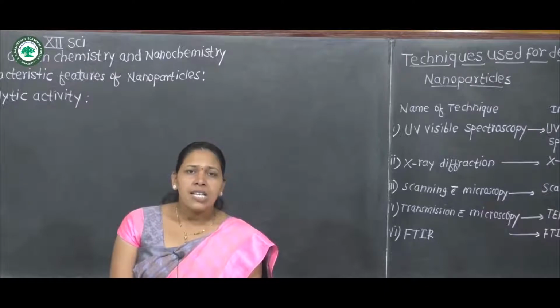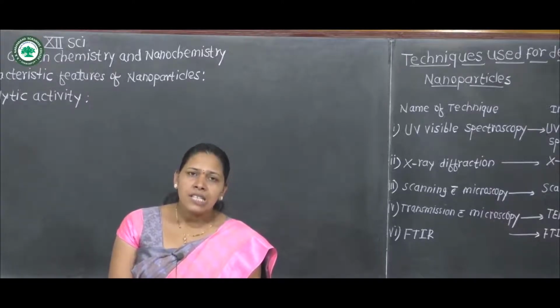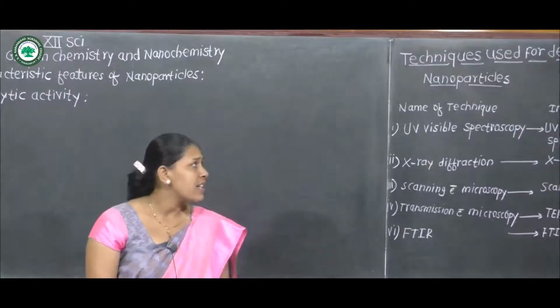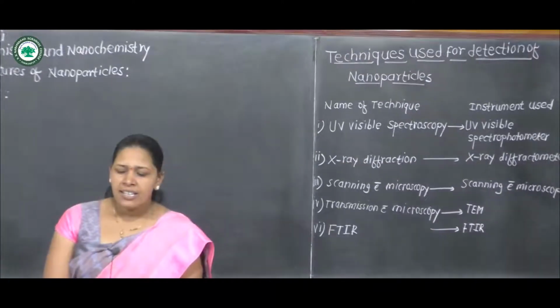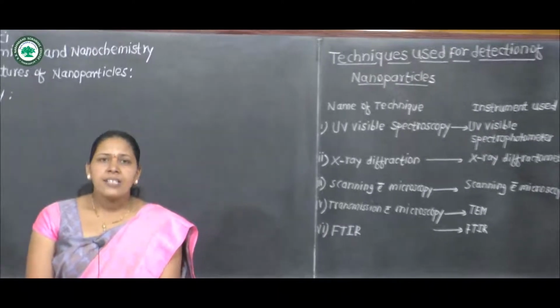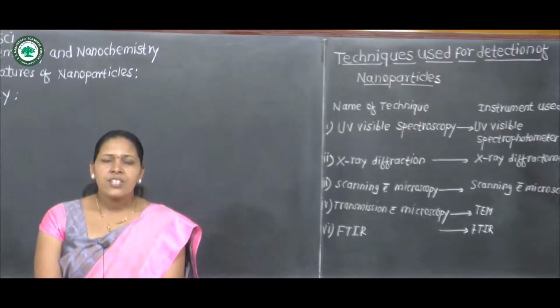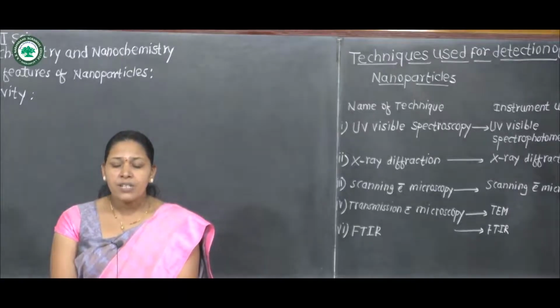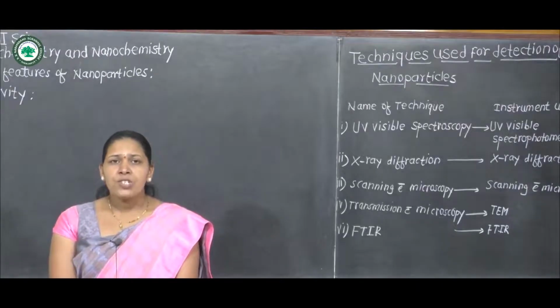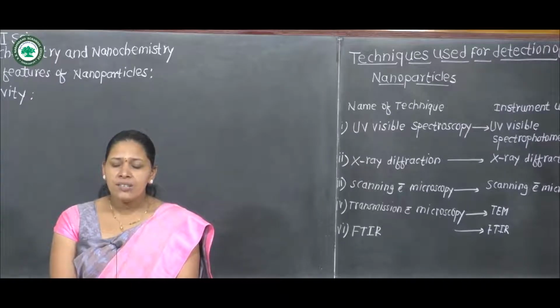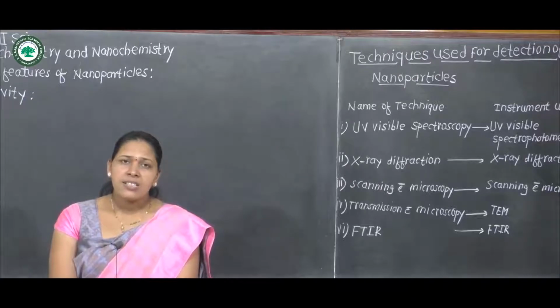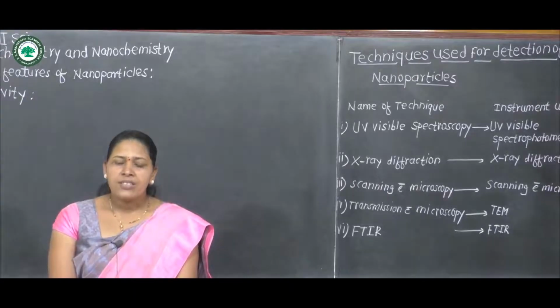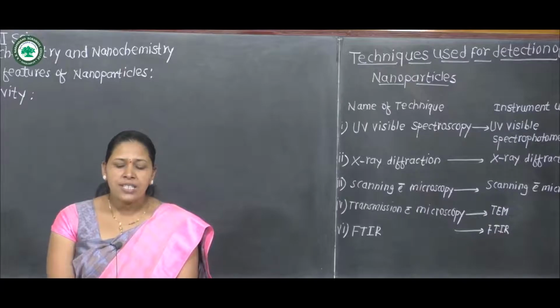The second technique used for detection of nanoparticles is X-ray diffraction, in short also called XRD. The instrument used for this technique is the X-ray diffractometer. What information does this technique give? It gives information about particle size, crystal structure, and the geometry of the nanoparticle.